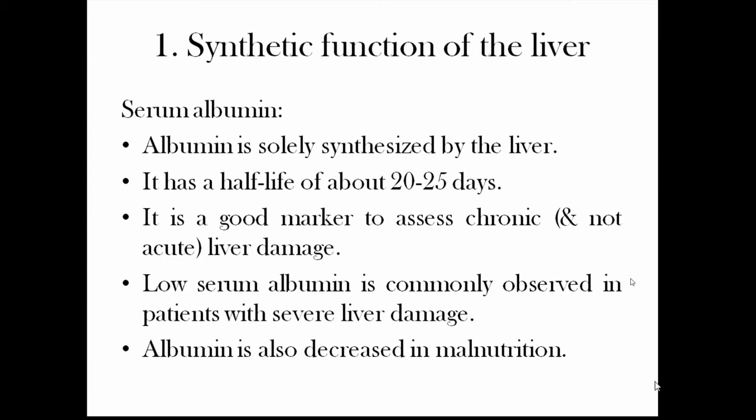The low albumin in serum is commonly observed in patients with severe liver damage. In the acute periods, we may have low albumin, but in severe liver damage, in other words, the liver is not doing anything at all. So in chronic liver disease or in chronic malnutrition, we'll have low albumin as a marker.